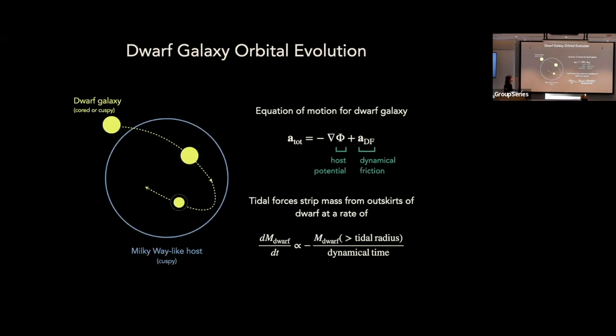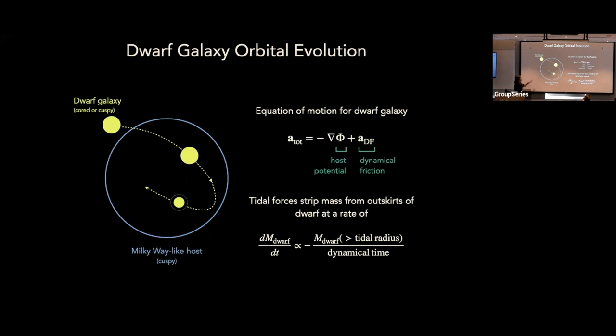And finally, the last ingredient here is thinking about what happens to one of these dwarf galaxies when it's captured by some host system. Here, I'm assuming some Milky Way-like host, which will have a cuspy density profile. The dwarf galaxy that's falling in can be cored or cuspy, depending on the degree of the feedback effects. The orbital path that the dwarf galaxy is going to take is given by the equation of motion, which I've written up there. It depends on the host potential, as well as the dynamical friction felt by the satellite, a kind of gravitational drag force.